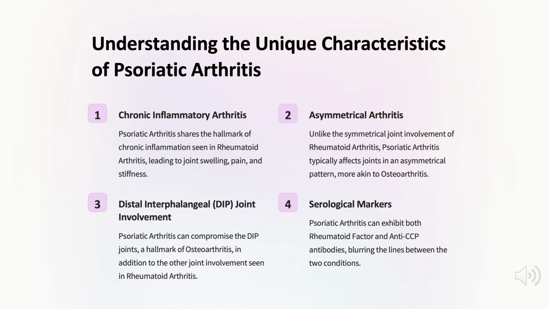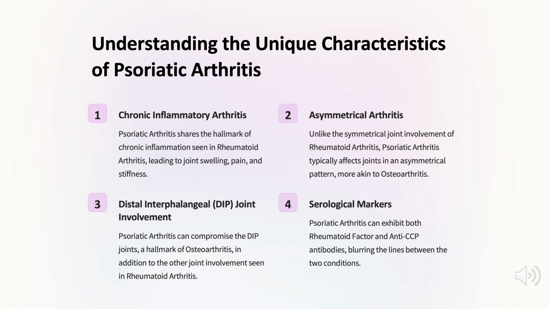One notable difference is the pattern of joint involvement. While rheumatoid arthritis typically affects joints symmetrically, psoriatic arthritis tends to exhibit an asymmetrical pattern of joint involvement, more akin to osteoarthritis. Additionally, psoriatic arthritis can compromise the distal interphalangeal (DIP) joints, which is a hallmark feature of osteoarthritis, alongside other joint manifestations seen in rheumatoid arthritis.